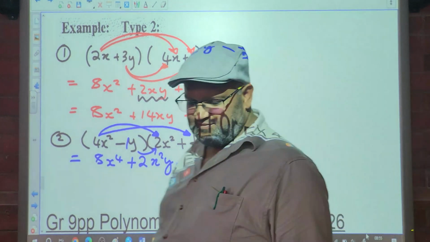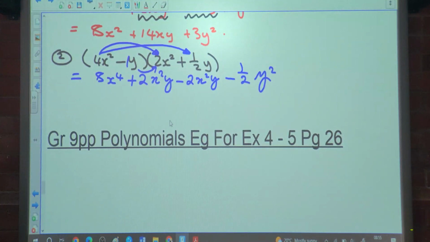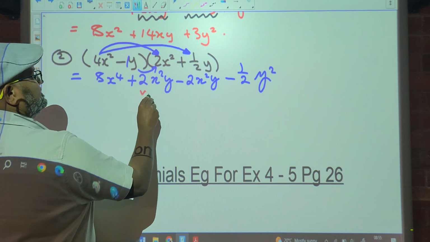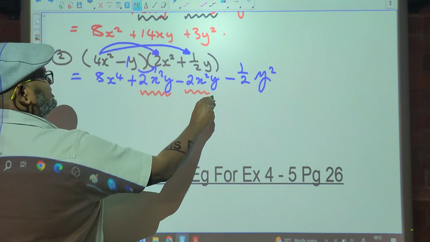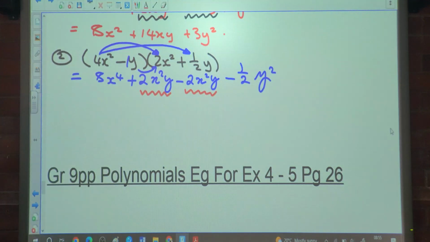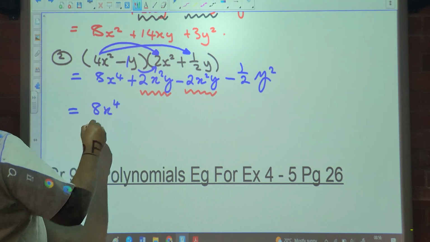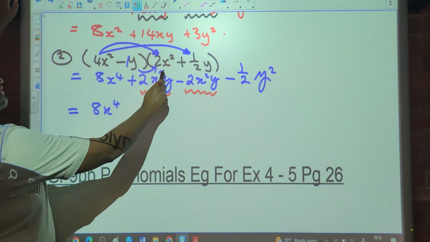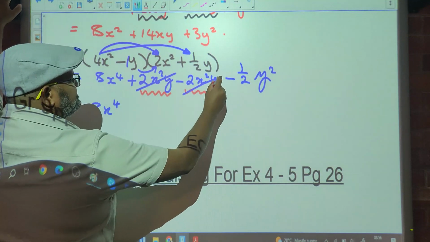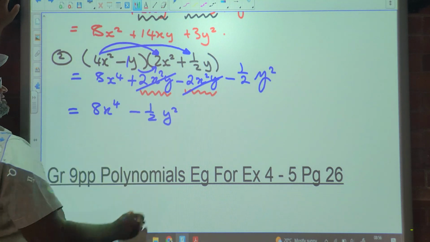So what do we do now? We look for like terms, not so? So here are your like terms. 2x squared y is a like term to negative 2x squared y, not so? So what are we left with? 8x to the power 4. So what is 2x squared y minus 2x squared y? 0. They cancel out. Now I'm left with negative half y squared.